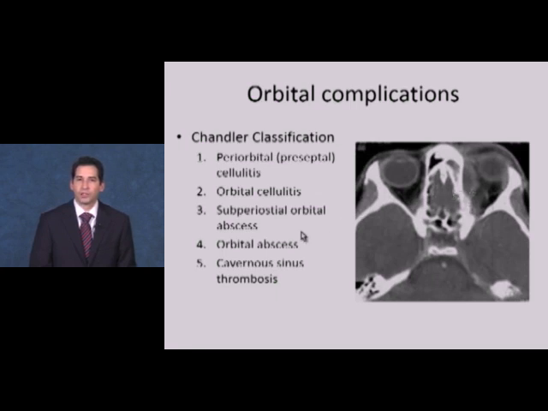The fourth stage of the Chandler classification is orbital abscess, where a fluid collection is present within the orbital space. And finally, cavernous sinus thrombosis is when infection extends to the region of the cavernous sinus. This often results in bilateral disease, and these patients are extremely ill and may appear septic.